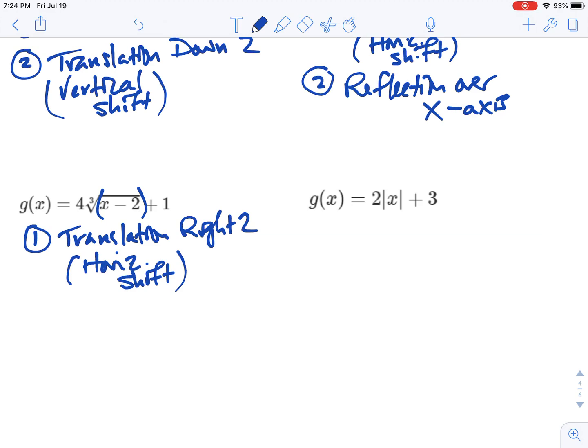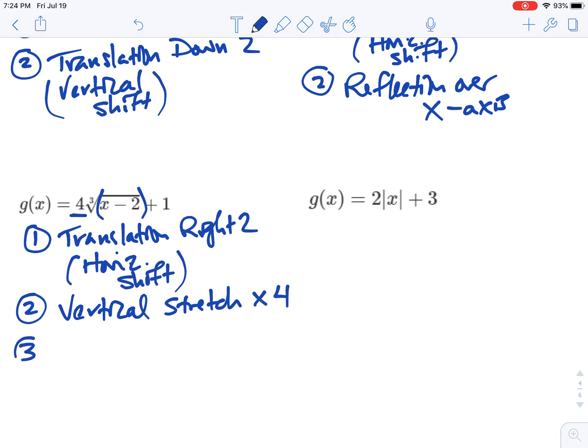And then we would go order of operations. What would come next? The 4. So the 4 is kind of like a dilation in a way. We call it a vertical stretch because all the y values are being multiplied by 4. So this would be times 4. And then we've got the plus 1 left. That's a vertical shift or a translation up 1.